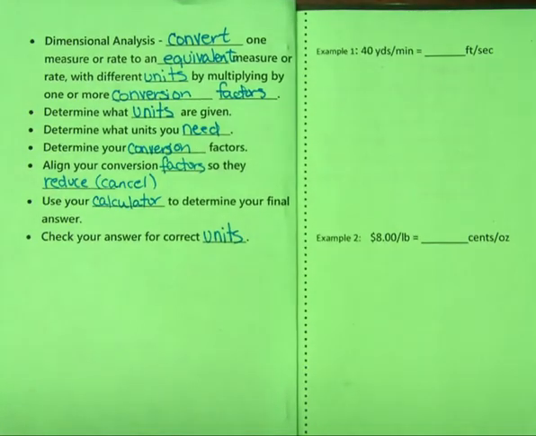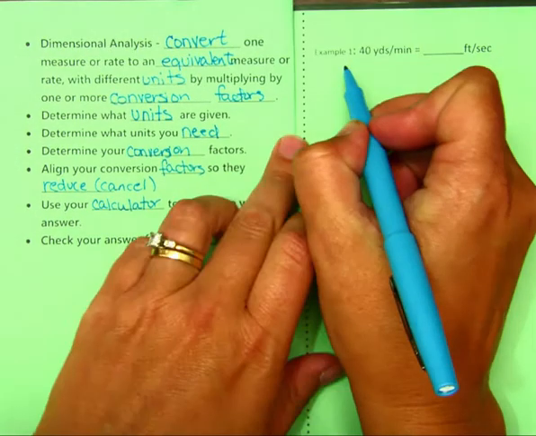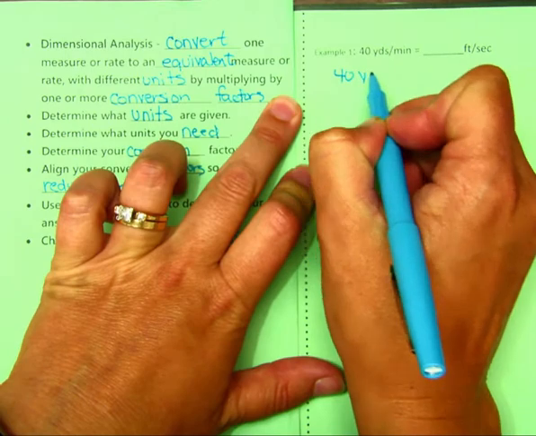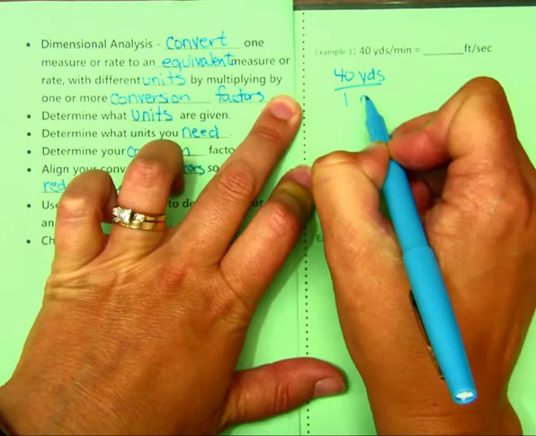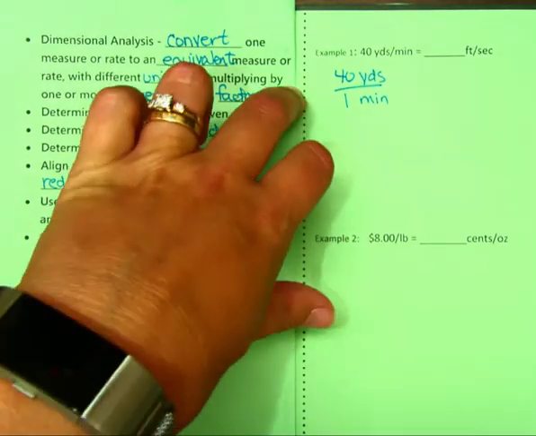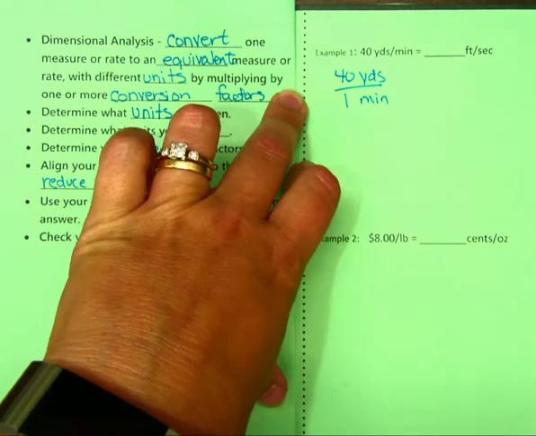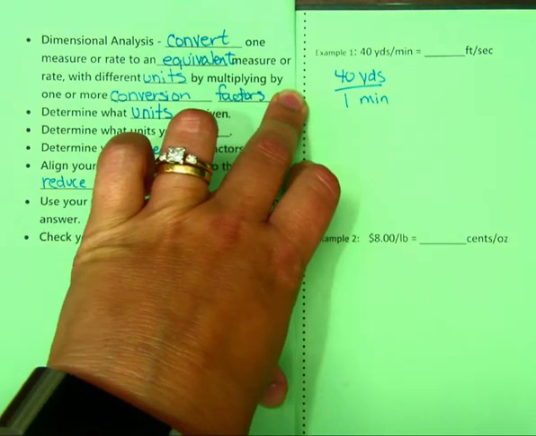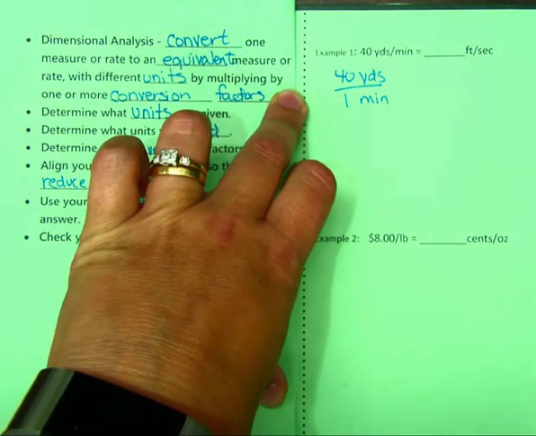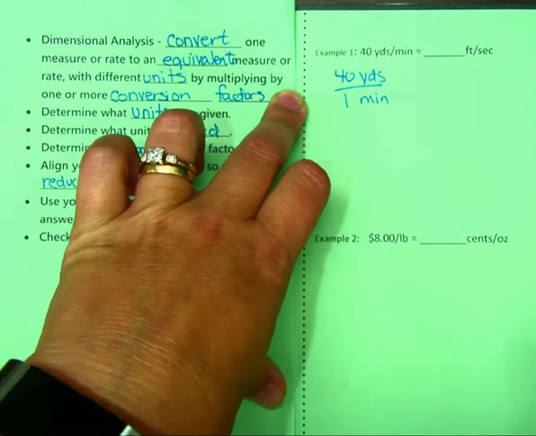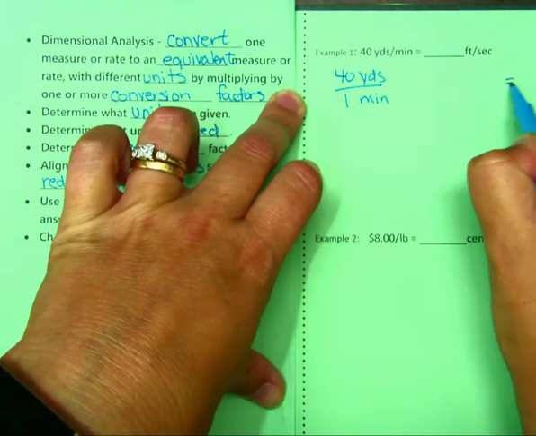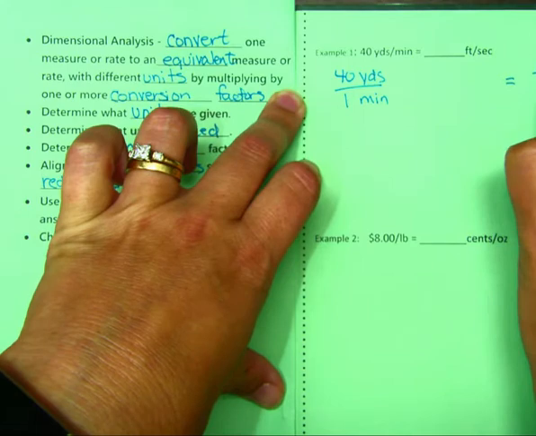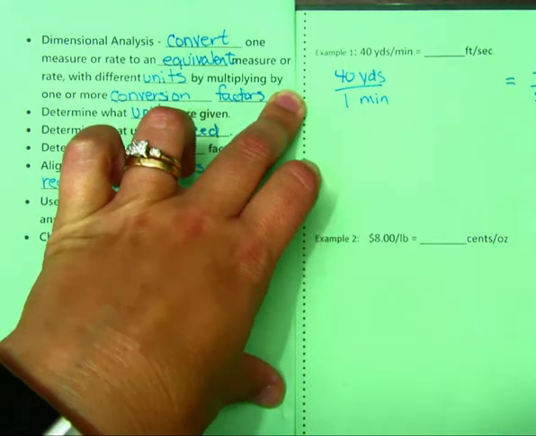In our first example, we're given 40 yards per minute, and we want to change that into feet per second. So here's what I know. I know that I'm starting out with 40 yards in 1 minute. And I know that I need to get to feet per second. So my final answer has to equal feet per second.